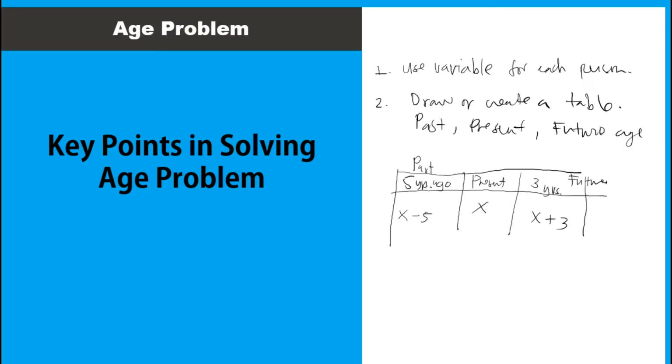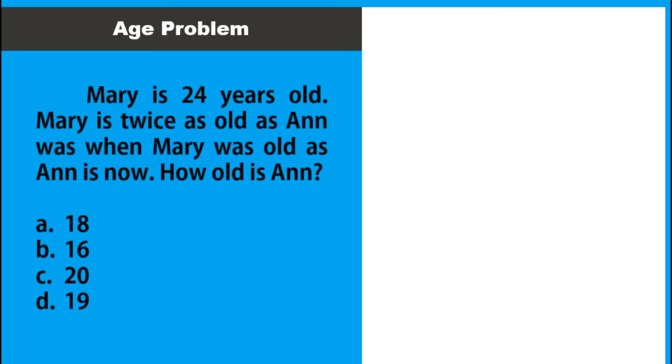So let's apply this in our first problem. This is actually one of the most confusing age problems that typically comes out on the board examinations. Mary is 24 years old. Mary is twice as old as Anne was when Mary was as old as Anne is now. How old is Anne?